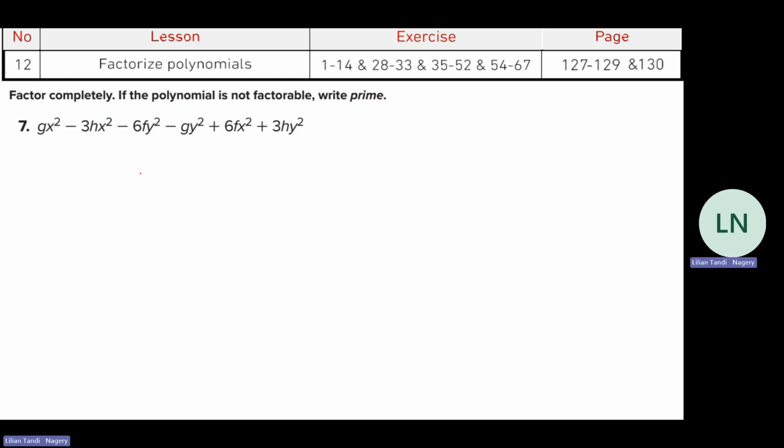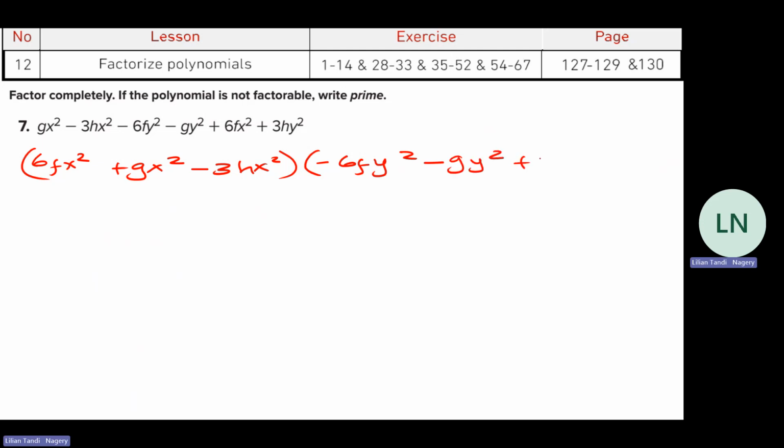I put my x's together and my y's together. So I have gx squared minus 3. I'll start with f. It doesn't matter. But it's good to start with the alphabet. Yes, A, B, C, D, E, F. So 6fx squared plus gx squared minus 3hx squared. And then I do the same for the y's. I get gy squared and 3hy squared. Okay.